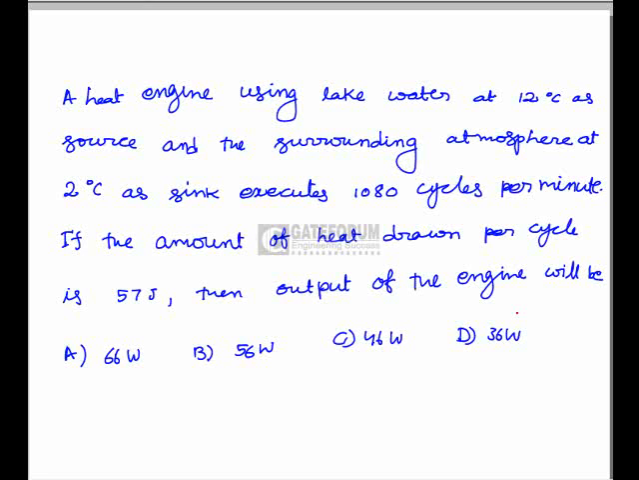A heat engine using lake water at 12 degrees centigrade as source and the surrounding atmosphere at 2 degrees centigrade as sink executes 1080 cycles per minute. If the amount of heat drawn per cycle is 57 joules, then the output of the engine will be in watts. Here the amount of heat drawn per cycle is 57 joules, that is, the heat supplied to the engine is 57 joules, and the source temperature is 12 degrees centigrade and the sink temperature is 2 degrees centigrade.